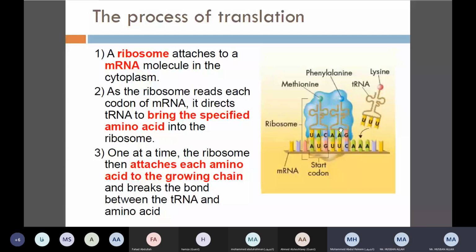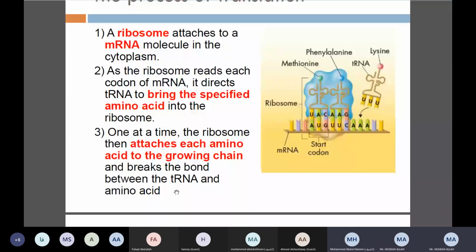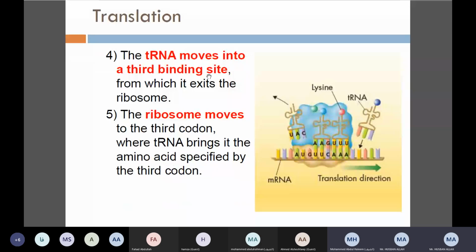What is the fourth step? The transfer RNA moves into a third binding site, meaning it will be ready for the next step, from which it exits the ribosome. The ribosome moves to the next codon, where the transfer RNA brings the amino acid specified by that codon. So the process goes on until it stops.